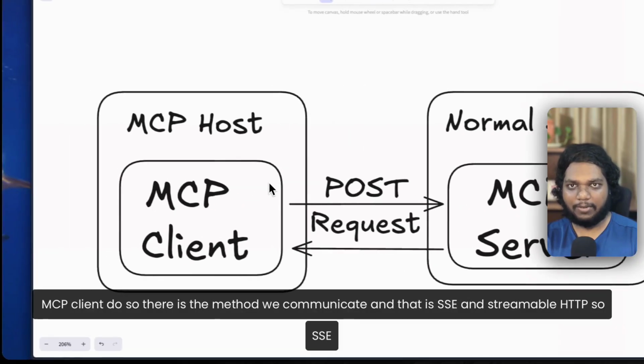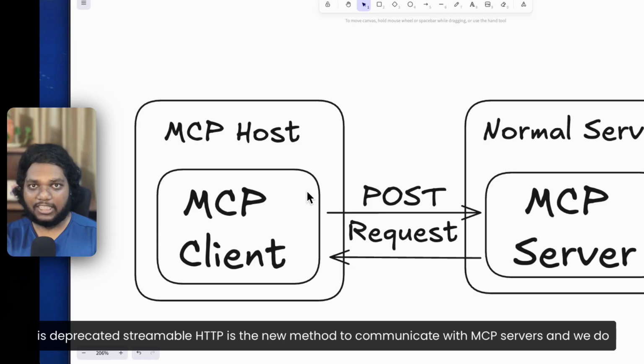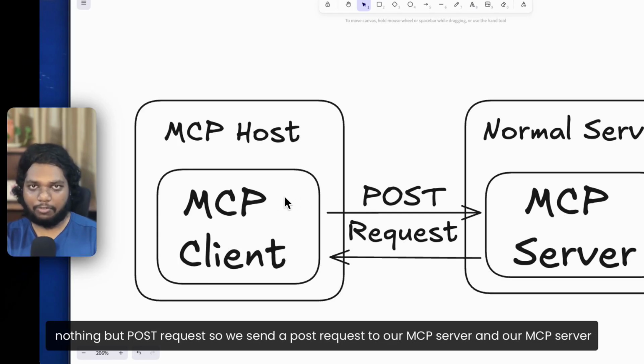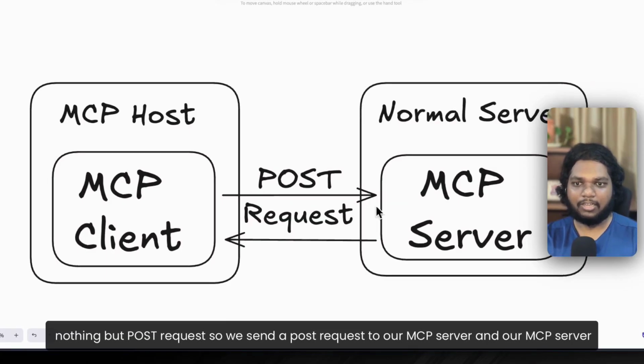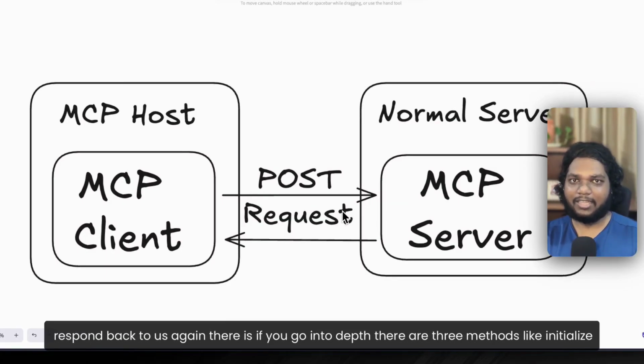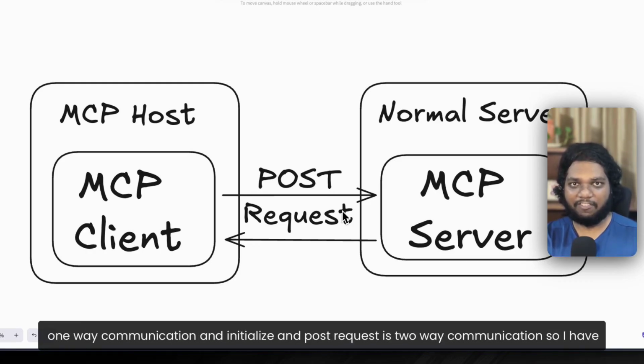So what does the MCP client do? There are methods by which we communicate, and those are SSE and streamable HTTP. SSE is deprecated. Streamable HTTP is the new method to communicate with MCP servers, and we do nothing but POST requests. We send a POST request to our MCP server, and our MCP server responds back to us. Again, if we go into depth, there are three methods: initialize, post, and notification. Notification is one-way communication, and initialize and post requests are two-way communication.